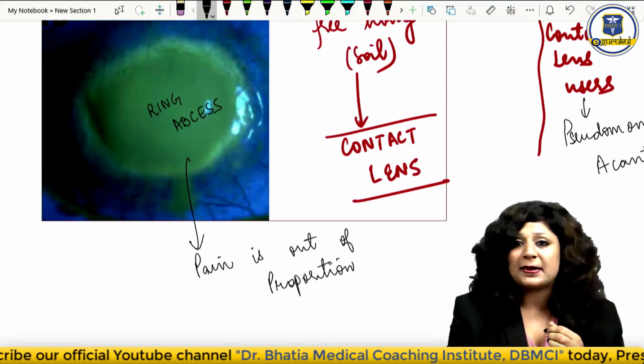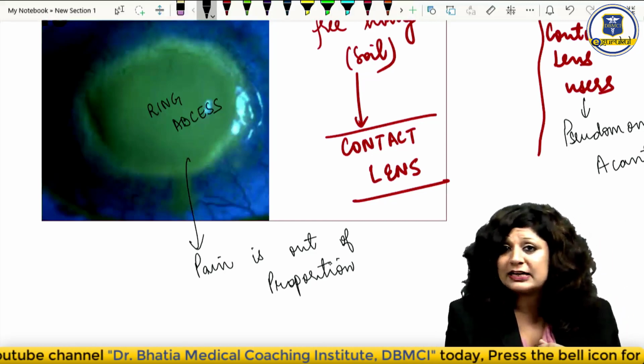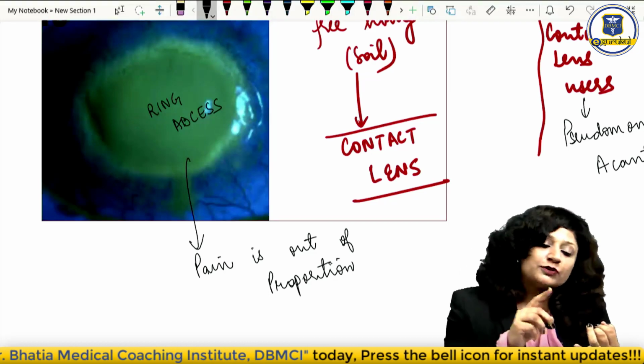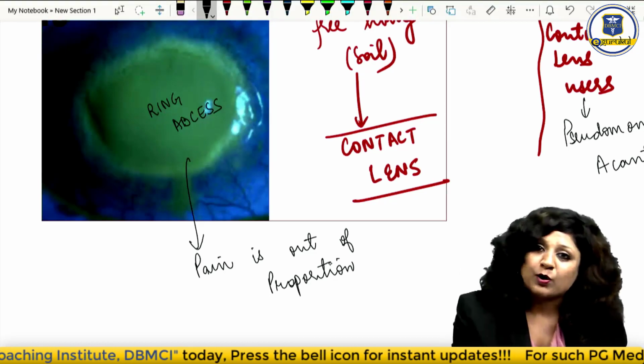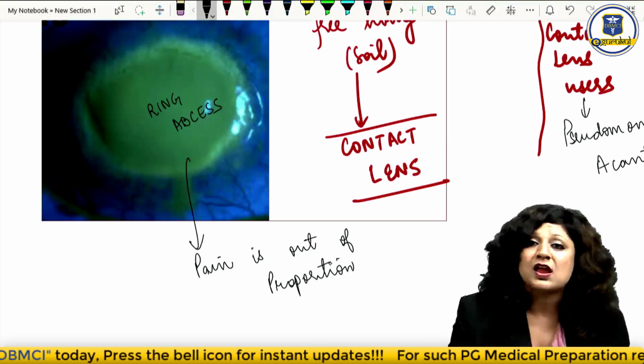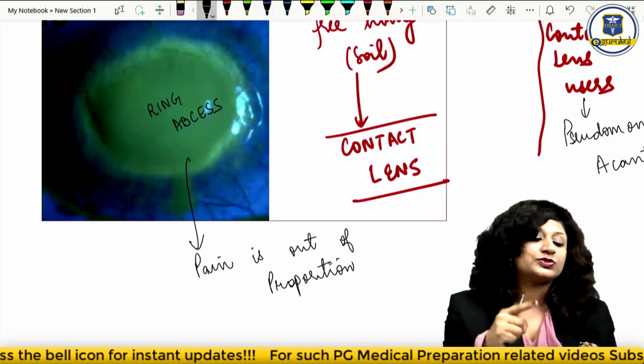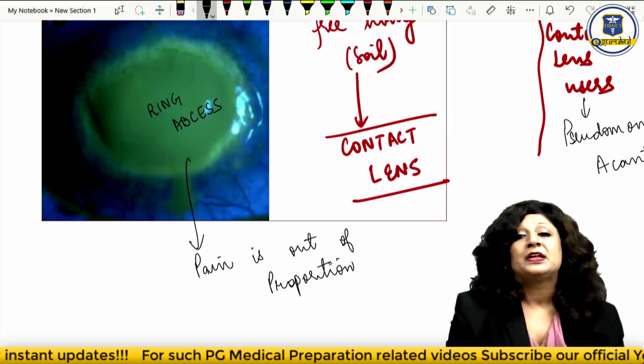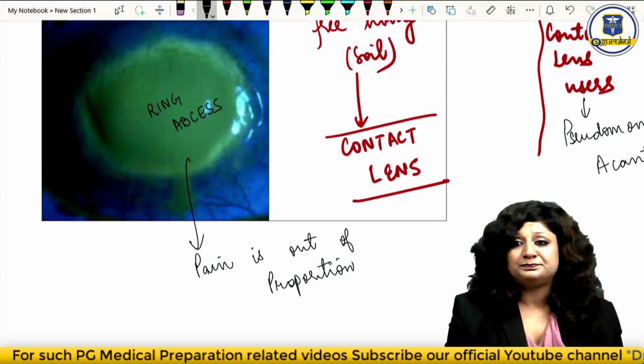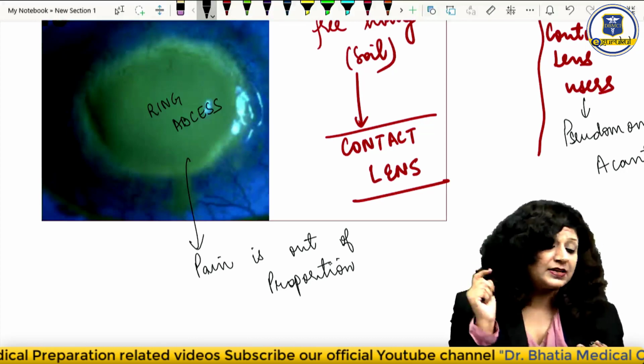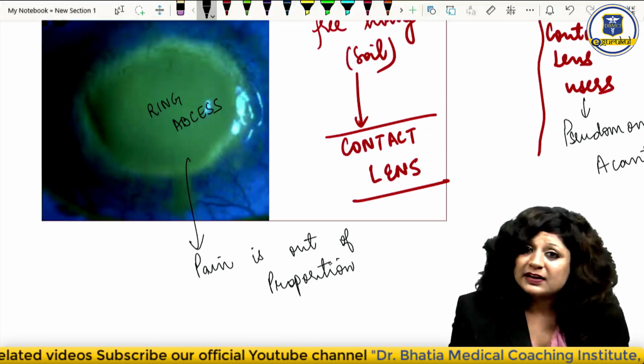Now you were saying the pain was also there in bacterial corneal ulcer. How will you differentiate? First of all, there you will get the hypopyon. There you will not get the history of the contact lens use. There you will not get any ring-shaped abscess. Plus there you will get the epithelial erosion.